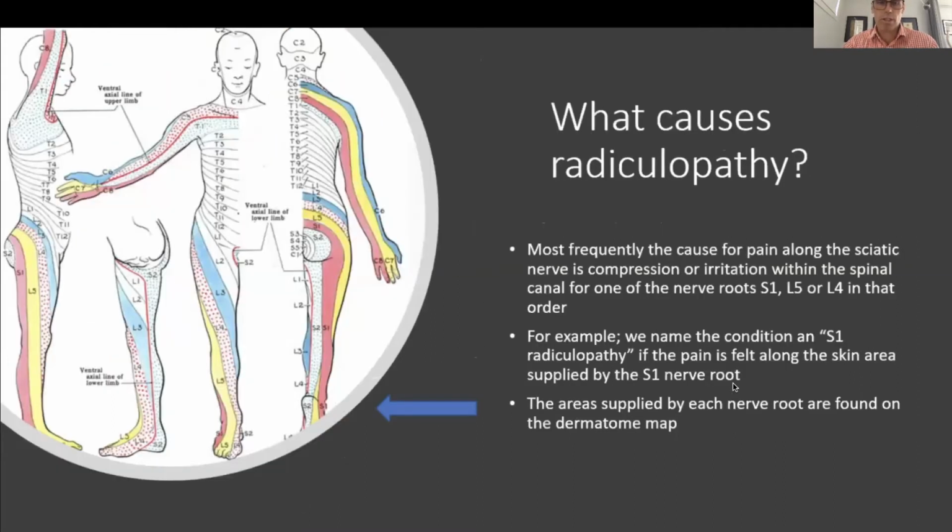What causes radiculopathy? Well, most frequently the cause of pain along the sciatic nerve is compression or irritation within the spinal canal of one of the nerve roots, S1, L5, or L4 in that order. For example, we name the condition an S1 radiculopathy if the pain is felt along the skin area supplied by the S1 nerve root, which you can see on this map.